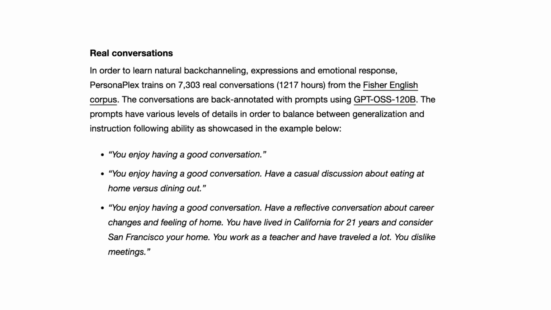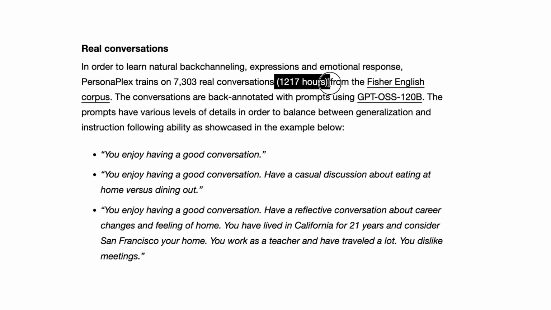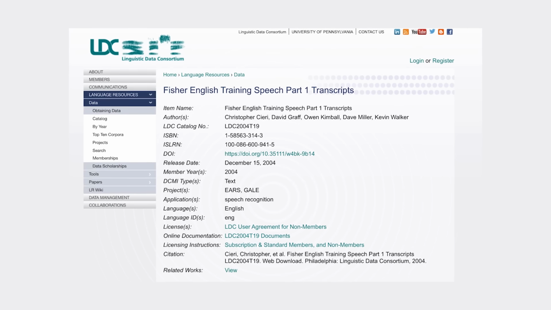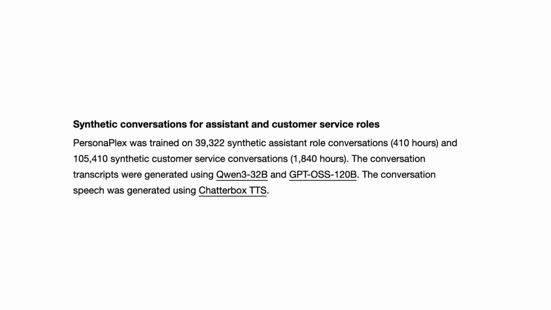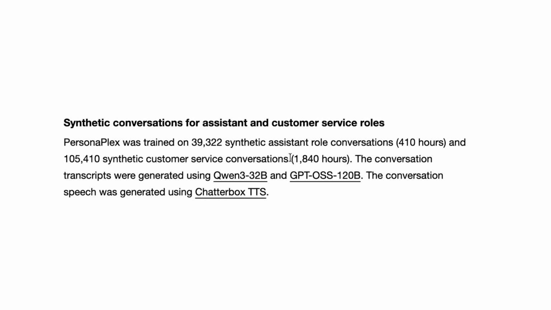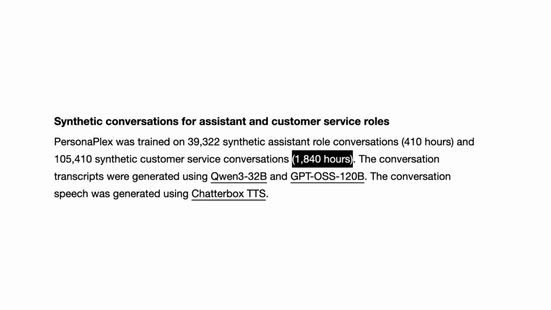First, they used about 1,200 hours of real human conversations from the Fisher English corpus. That way they could teach the AI the messy, non-verbal parts of talking, the pauses and the natural rhythms. And secondly, they blended in over 2,000 hours of synthetic data for specific roles like customer service and technical support. By combining these, the model learned how to follow complex instructions without losing that human feel.